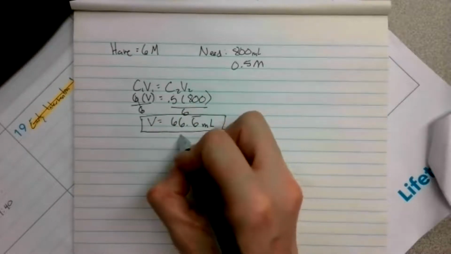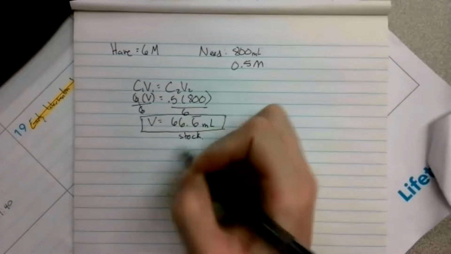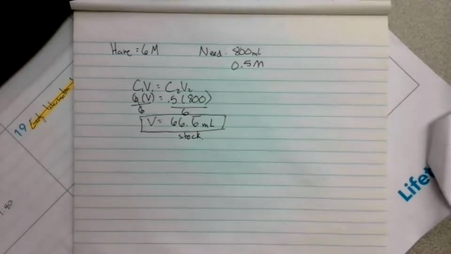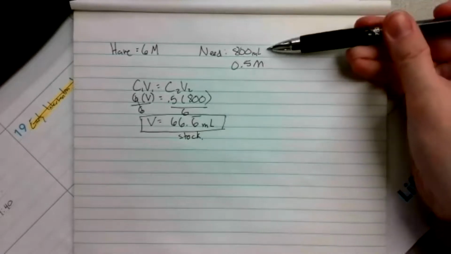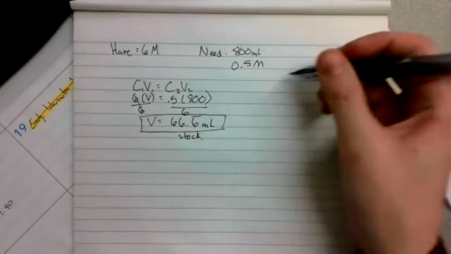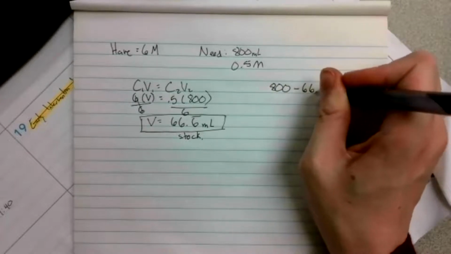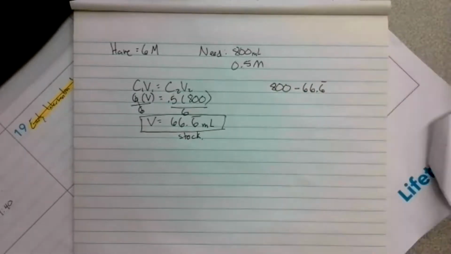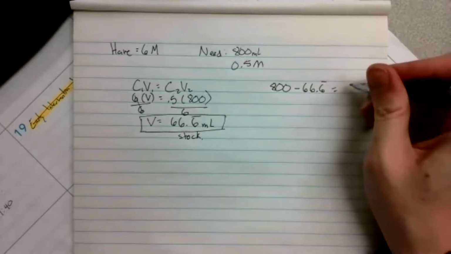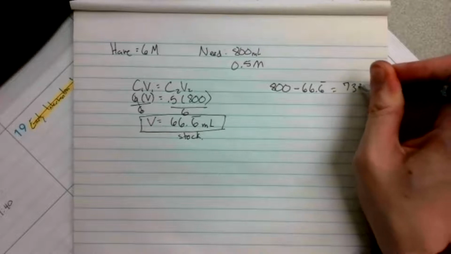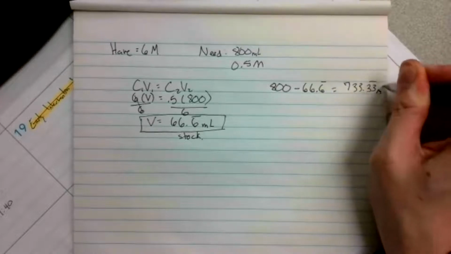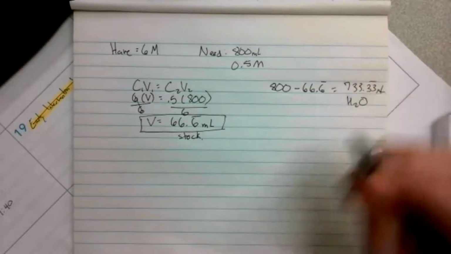In order to figure out how much water I would need to add to this, I just take my desired volume of 800 milliliters. I subtract how much of that is going to be my stock solution, and then the remaining amount must be water.